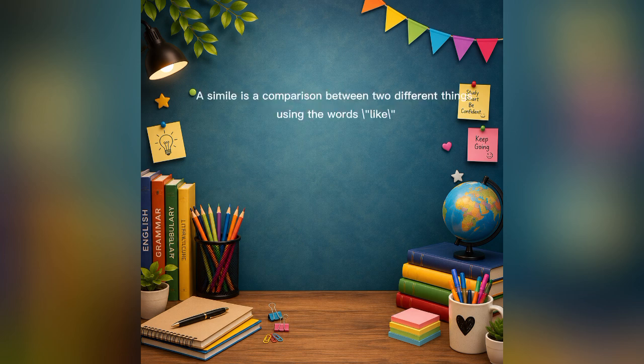Simile. A simile is a comparison between two different things using the words like or as. Examples: she is as gentle as a dove. He runs like a cheetah. The baby slept like a log. In each sentence, two things are compared using like or as.